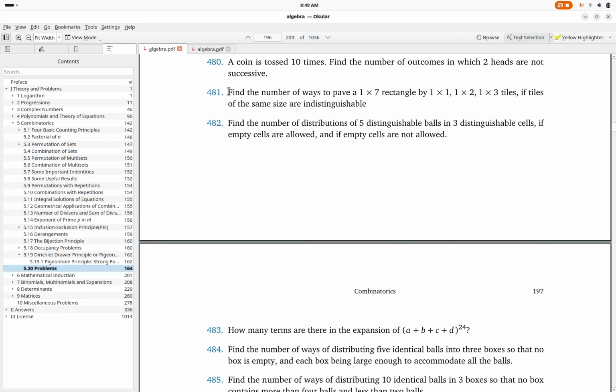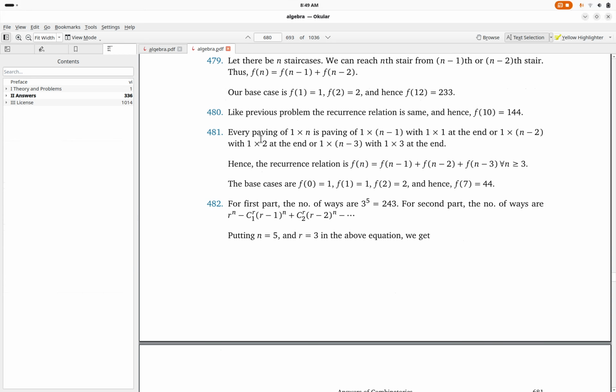Question 481 says: find the number of ways to pave a 1 times 7 rectangle by 1 times 1, 1 times 2, 1 times 3 tiles, if tiles of the same size are indistinguishable. If there is a 1 times n paving, we can think of it as 1 times n minus 1 with 1 times 1 at the end, or 1 times n minus 2 with 1 times 2 at the end, or 1 times n minus 3 with 1 times 3 at the end.